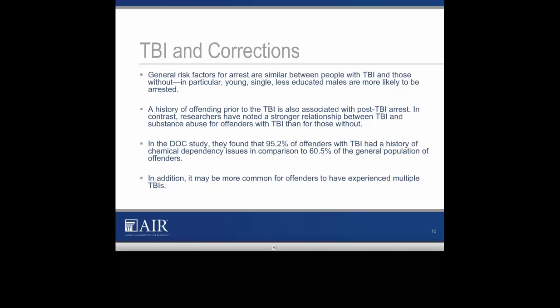So what do we know about people with TBI who enter the correction system? The general risk factors for arrest appear to be similar between people with TBI and those without TBI. In general, young, single, less educated males are more likely to be arrested. It's also true that a history of offending prior to the TBI is associated with a post-TBI arrest. In other words, it's likely that individuals have a history of offending before they have their first TBI. However, researchers have noted one important difference: there is a stronger relationship between having a TBI and substance abuse challenges for offenders than for those without. In the DOC study I mentioned, a very high number of offenders, 95.2%, had a history of chemical dependency issues, in comparison to 60.5% of the general population.